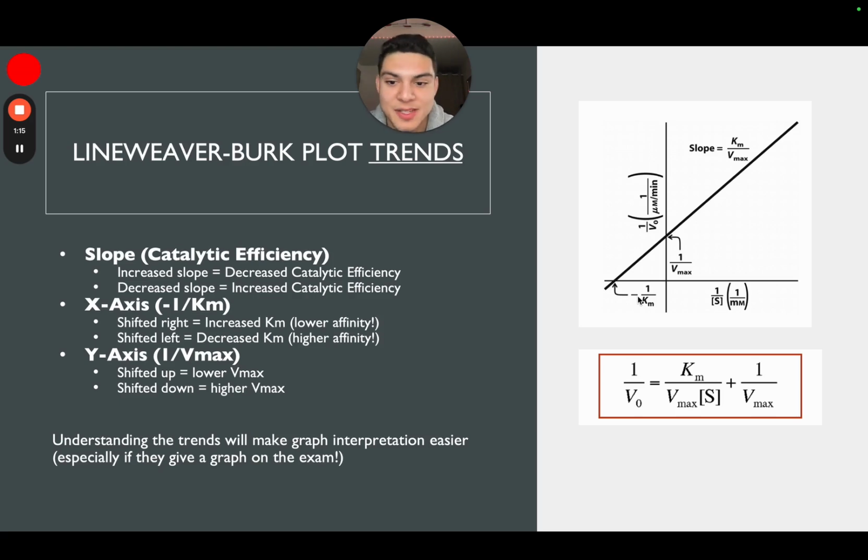And then for the y-axis, we have 1 over Vmax. And if it's shifted up, we have a lower Vmax. And if it's shifted down, we have a higher Vmax. So something to keep in mind. Understanding these trends will make the graph interpretation easier, especially if they give a graph on the exam. But try to rationalize mathematically why a shift up on the y-axis equates to a lower Vmax. So something to keep in mind as you do this whole thing.